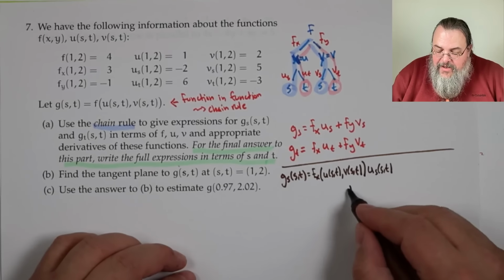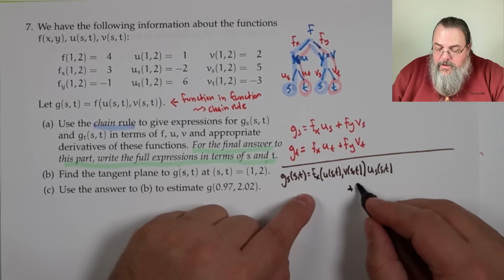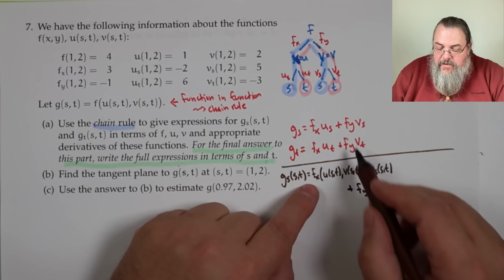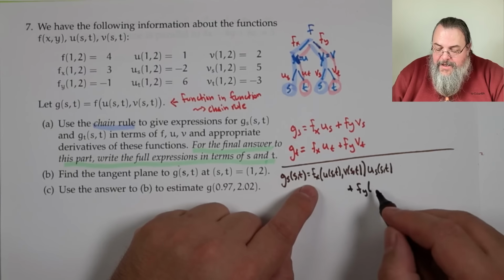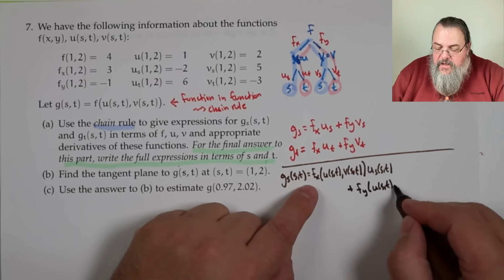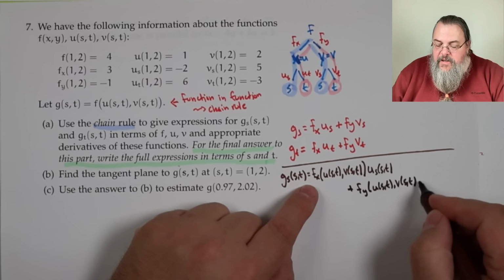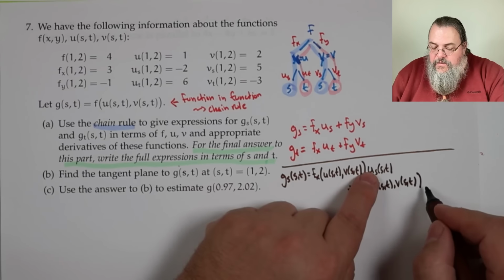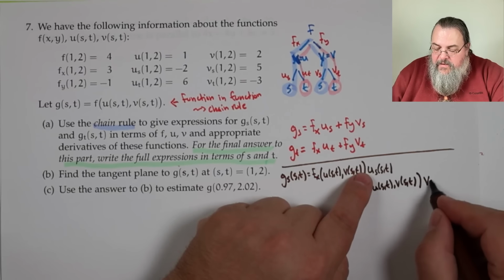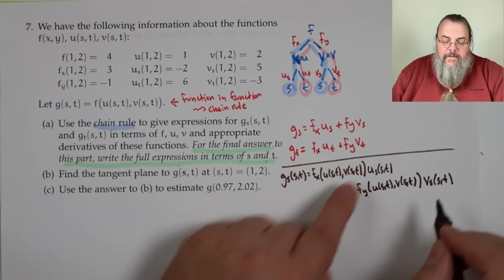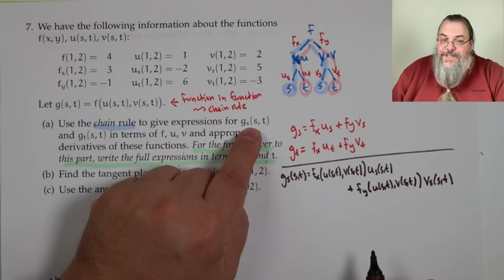Add to that the second term. Well, the only thing that really changes is this subscript for x becomes a y. So we have f sub y, and we have u of s comma t, v of s comma t. And then this u sub s is becoming a v sub s. So that's the first part. That's your g sub s.